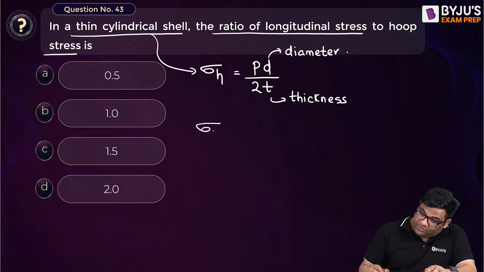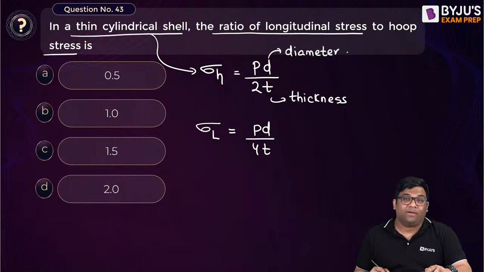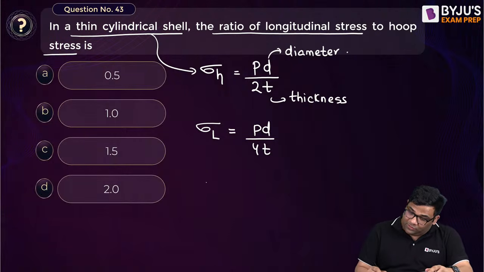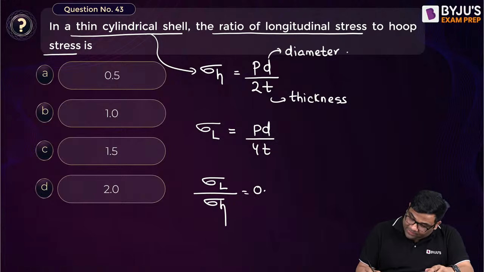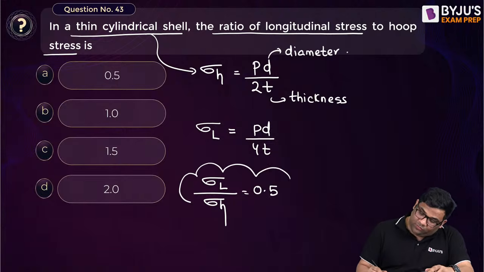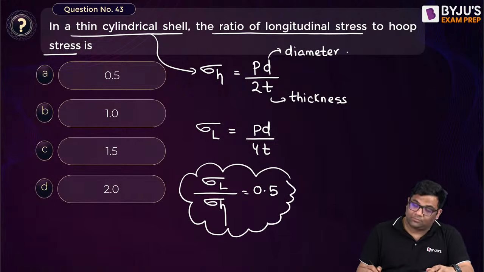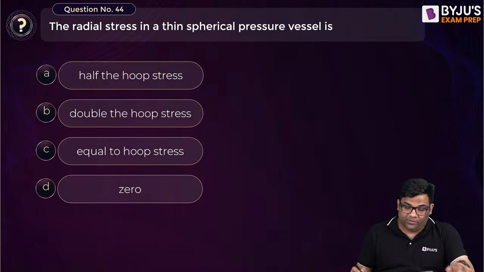And what is the longitudinal stress? Longitudinal stress is PD by 4T, half of it. So they have asked longitudinal by hoop. That is half. Remember this: longitudinal by hoop is half. Okay. Understood? Very good. So the answer is this. 44th question.